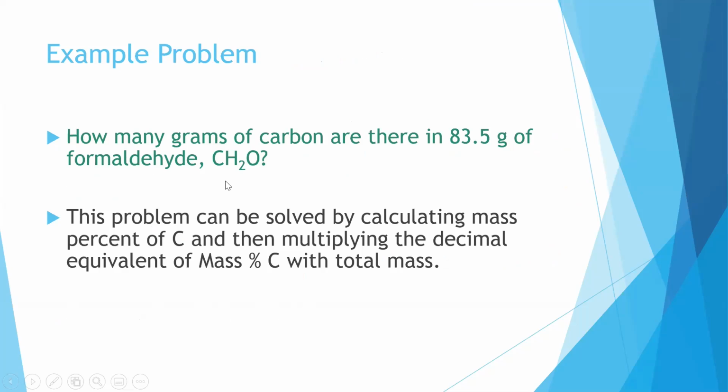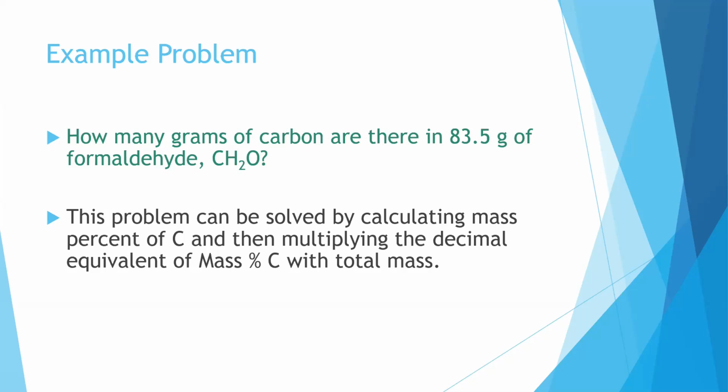So now we're going to do a new type of problem that could be solved by mass percents. We talked about it last week, but we only briefly mentioned it, and this time I want to make it more clear and intuitive for you. So we want to know how many grams of carbon are there in 83.5 grams of formaldehyde, which is CH2O. So the first step to solve these problems is find the mass percent of carbon. And the mass percent of carbon in that molecule tells you how much percent of that molecule is carbon atoms.